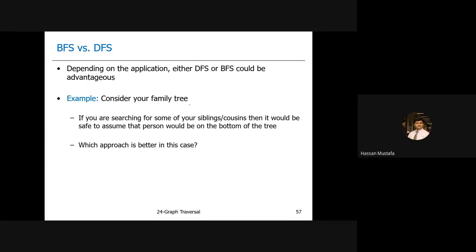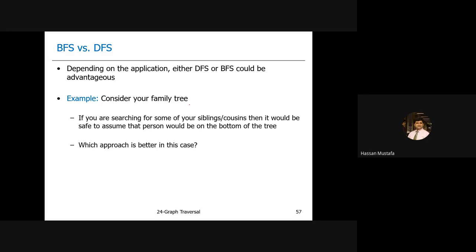If you take breadth first search, your siblings and your cousins will be on the same level, and breadth first search explores the same level in one go, and then moves on to the next level. The problem is that you have to explore so many nodes before reaching your level. Once you reach your level, you would explore your siblings in a few steps. So breadth first search has its limitations.